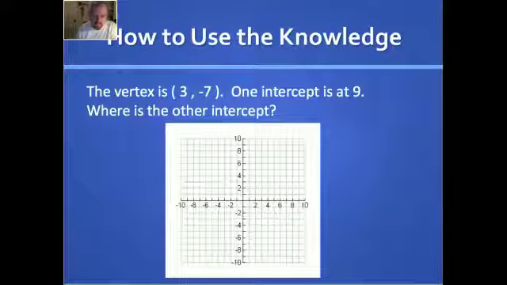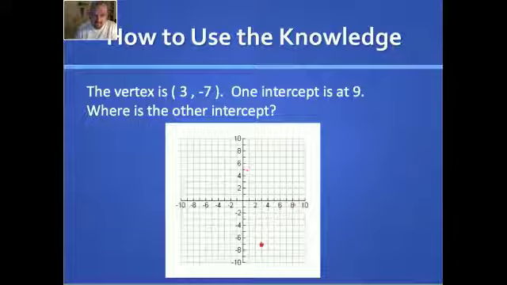Next, let's look at a different type of question. Here we have the vertex being at 3, negative 7. We also know that one intercept is going to be at 9. The question is going to be, what's the other intercept? So we can use our graph to do this one. The vertex is at 3, -7. So here's 3 and down to -7. So right there.